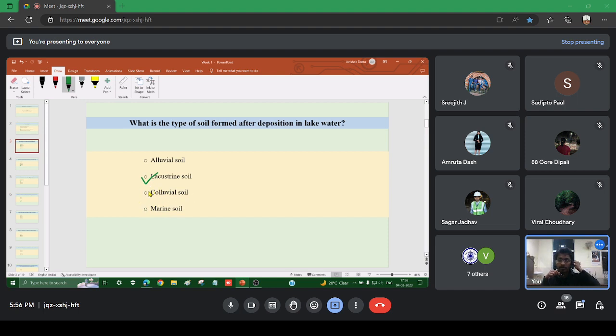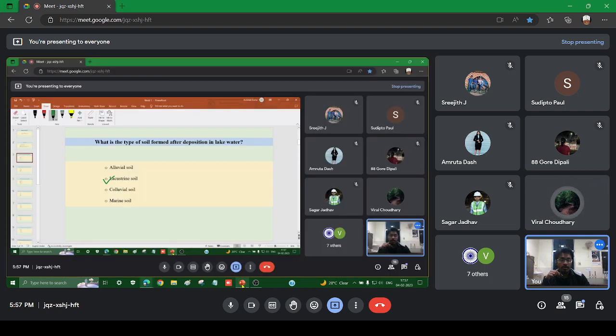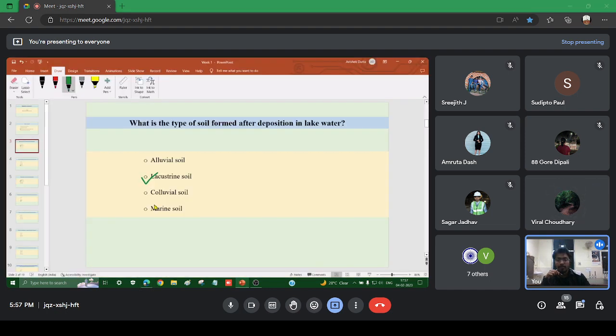Who had the doubt when I said colluvial? Me, sir. Okay, yeah. Colluvial soil is a type of soil, like residual soil is a type of soil. Laterite is the example. Aeolian soil is a type of soil. Loess and dunes are the examples. In the same way, colluvial soil is a type of soil and talus is the example. Okay? I'll go to the next question now.